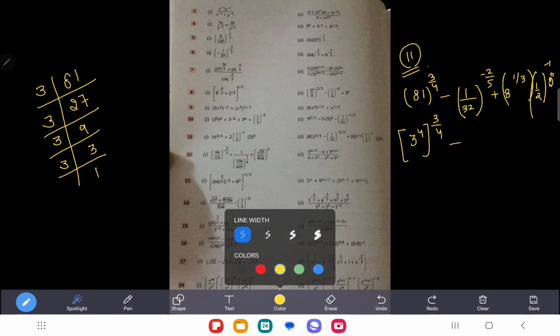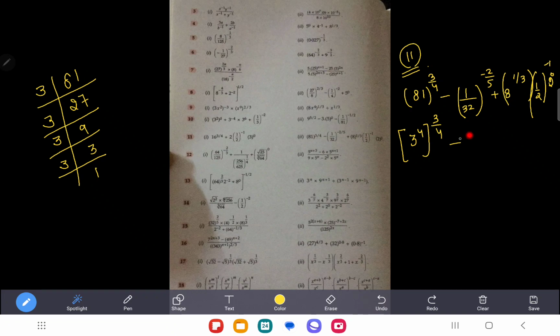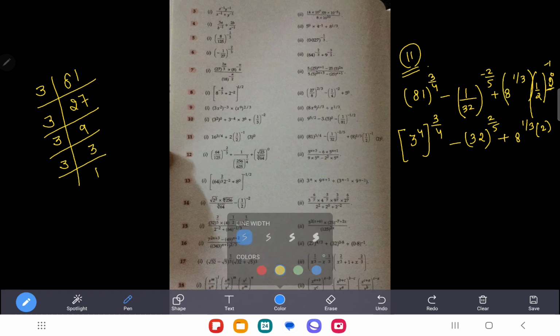After you switch it, it's going to be 32 to the power of 2/5. Correct. Plus 8 raised to power 1 over 3. 2 raised to power 0 here is 1, into 2. Correct. And then it's going to be 1 at the end. Is it going to be 1 at the end? Correct, yes.